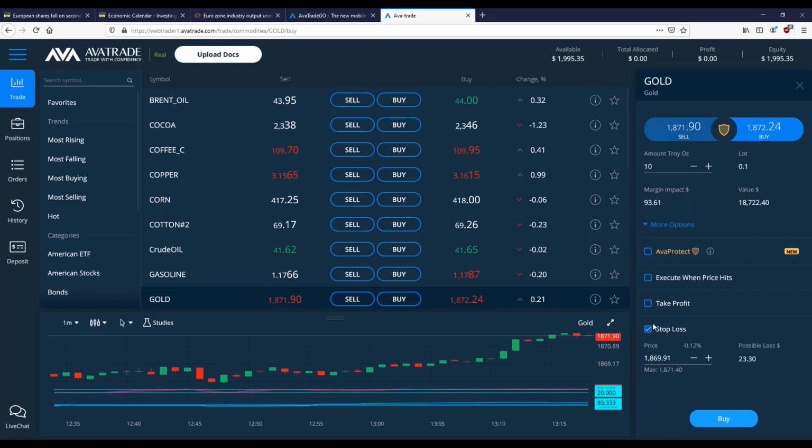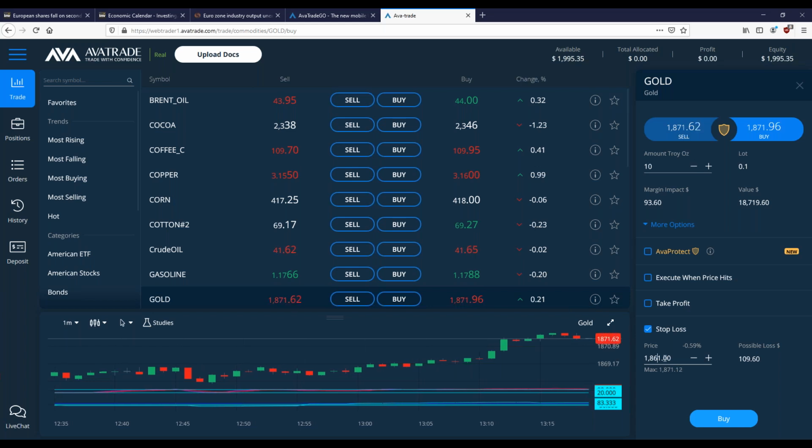Let me put my stop loss at, let's see, it's at 1871. Let's say I put my stop loss $10 per ounce down. So I say 1860 or so, 61. Whoops, I have to be on the right side of the decimal. Okay, 1861, and I say, okay, if my stop loss is $10 down, I have 10 ounces, I'm risking $109 if I buy right now to my stop loss. You see how it calculates for you?